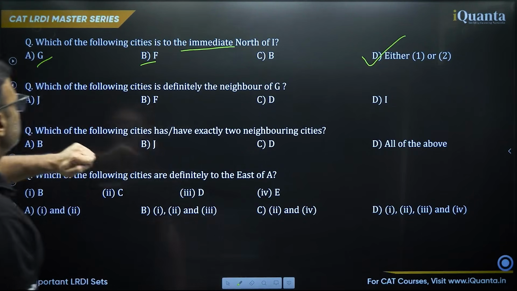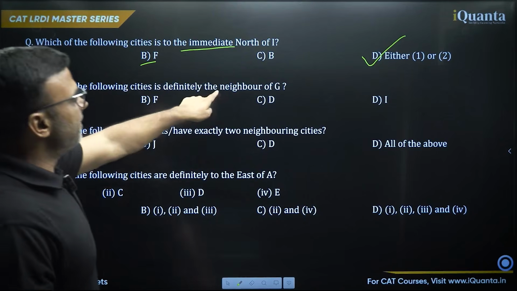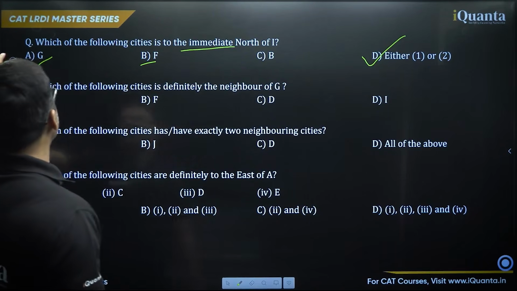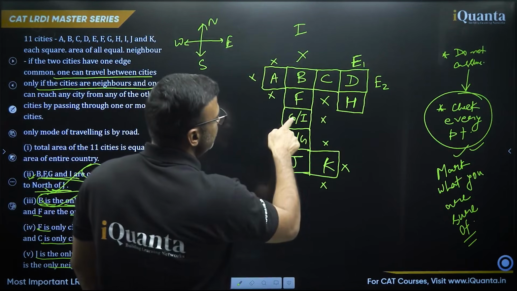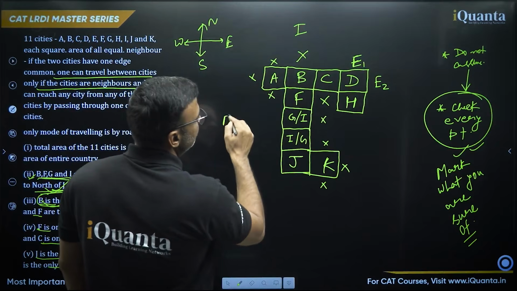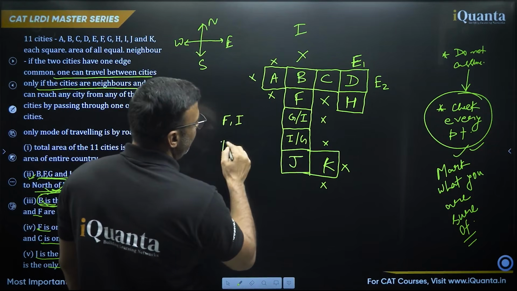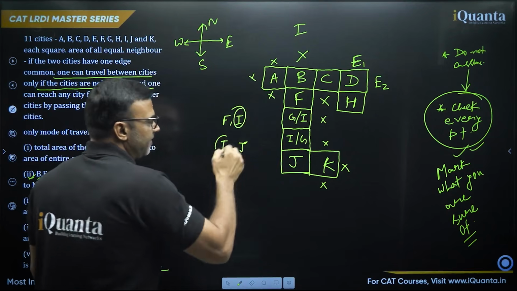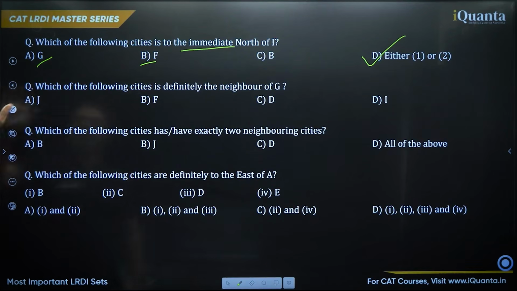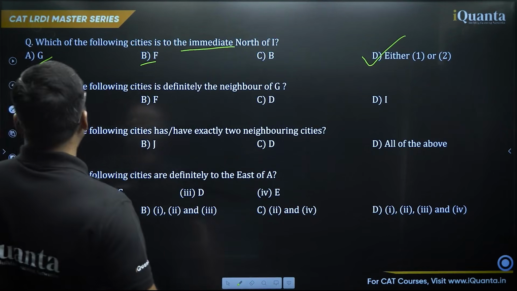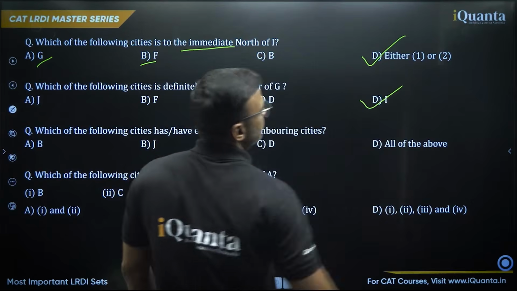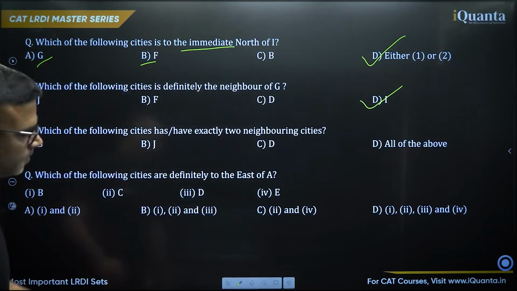Be careful. Which of the following cities is definitely the neighbor of G? Definitely the neighbor of G. If G is here, the neighbor will be F and I. If G is here, the neighbor will be I and J. Okay, so I is definitely the neighbor of G. I is definitely the neighbor. Do we have that? Oh yes, option D is the correct answer, right?